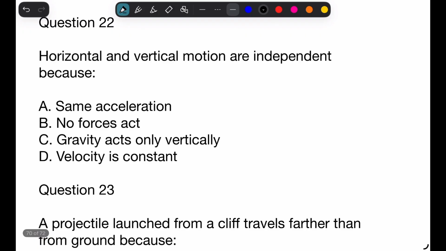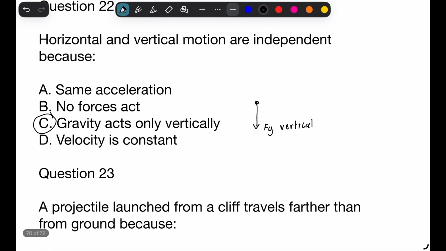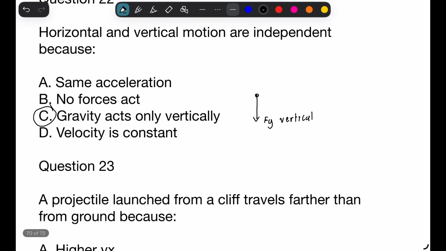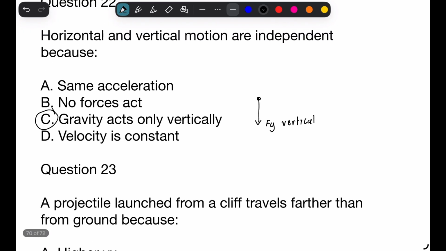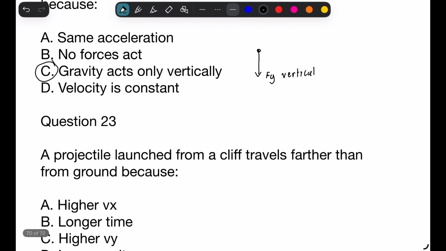Horizontal and vertical motion are independent of each other because why? Well, we know that FG is always going to be vertical. There's no horizontal force, right? So the reason is because gravity only acts vertically. And because motion in perpendicular direction is independent when the force only acts in one direction. So directly on the vertical axis, 90 degrees, 270, or only on the horizontal axis, 0 degrees, 180.